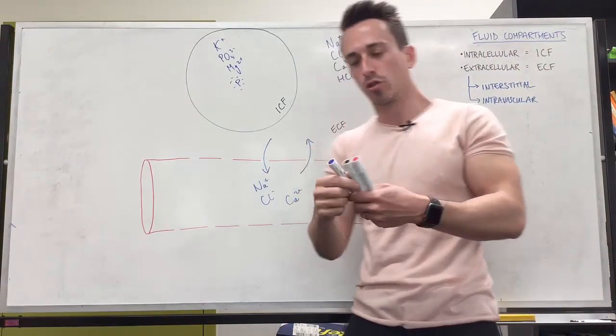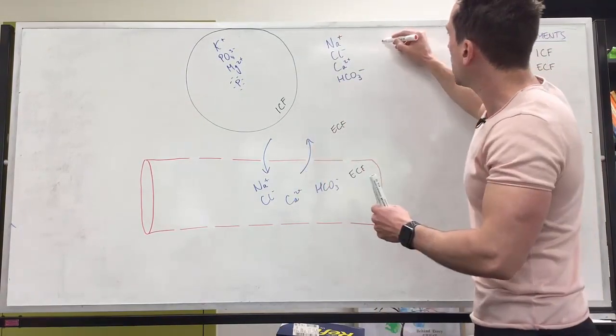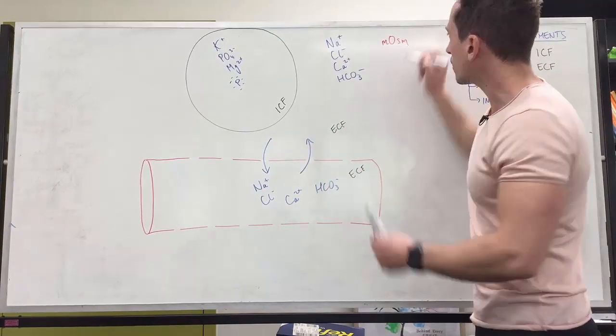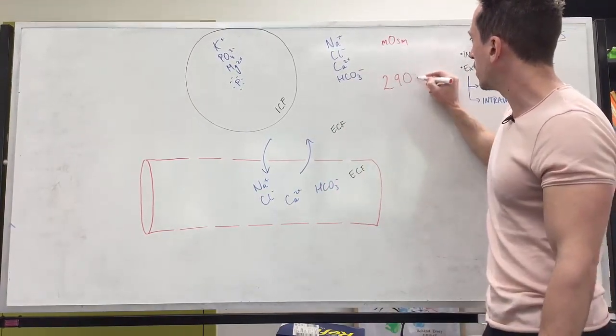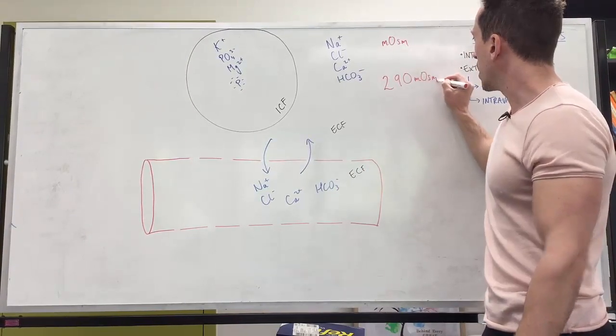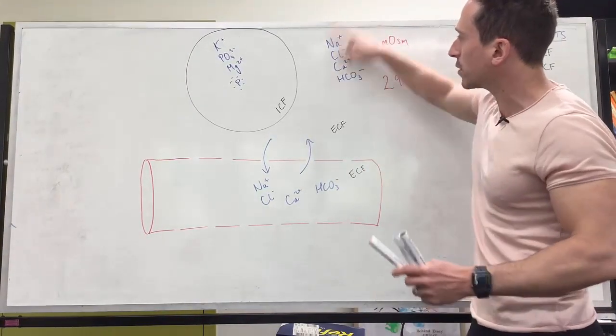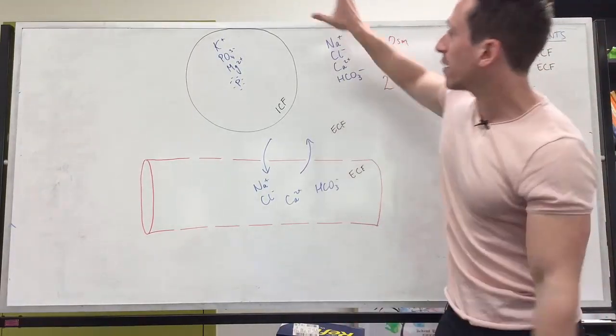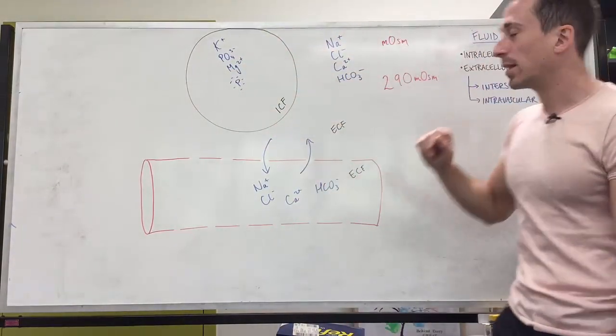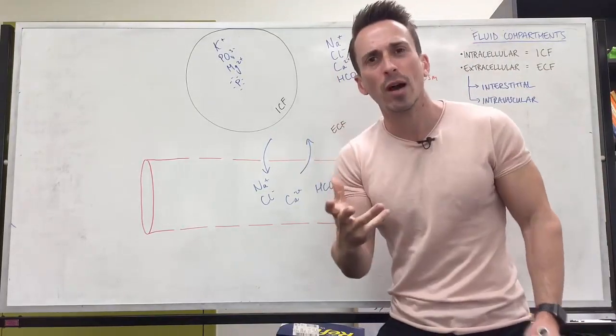And we measure the concentration in something called milliosmoles. And the concentration is around about 290 milliosmoles. That means when I add up all the stuff dissolved outside the cell, it's 290 milliosmoles. When I add up all the stuff inside the cell, it's 290 milliosmoles. That is perfect. How do we calculate this?